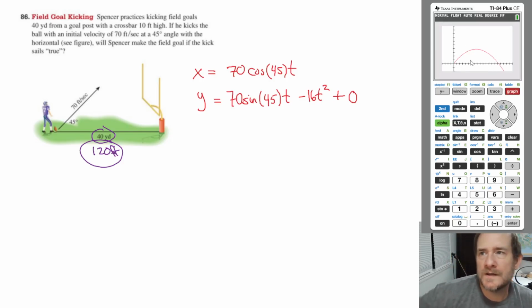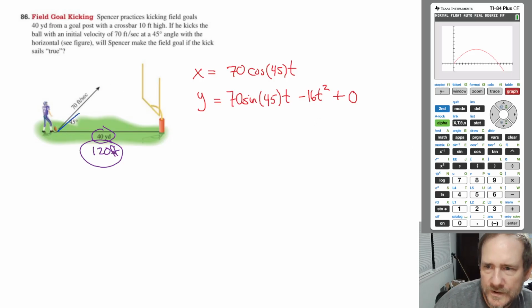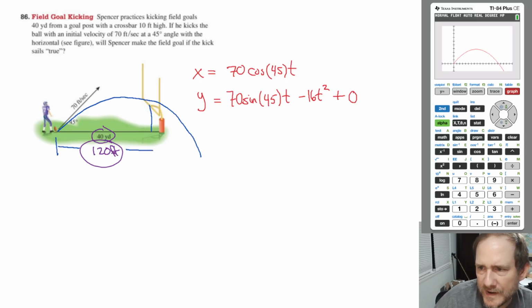We did it. Now it says, will he make the field goal? So this is that problem where, assuming the kick is good, it would come up, up, up, go over the goalpost, and come back down. So what do we know? Again, what we know is the distance traveled by the ball. For every point on the trajectory of the ball, there's a time, there's an x, and there's a y. And for this problem, what we know is x. We know that x is 120.